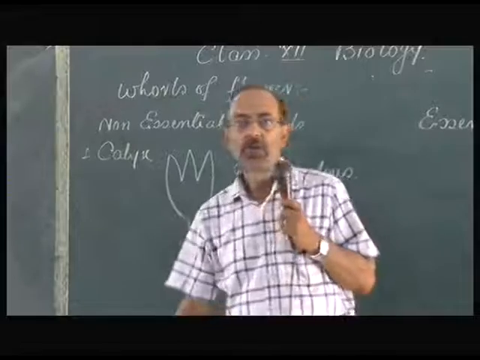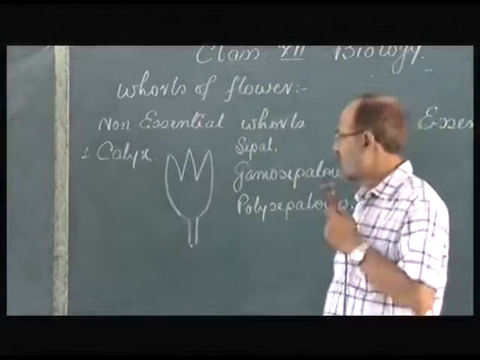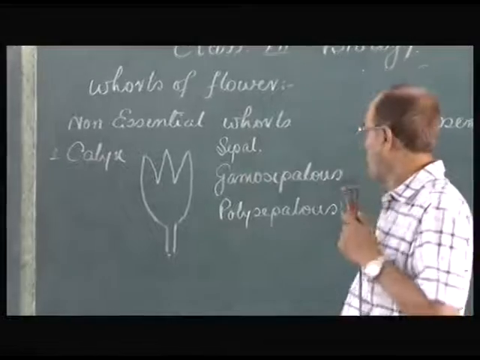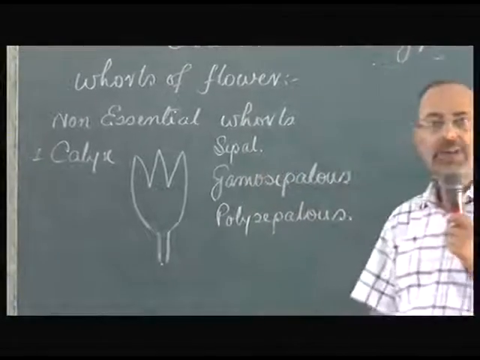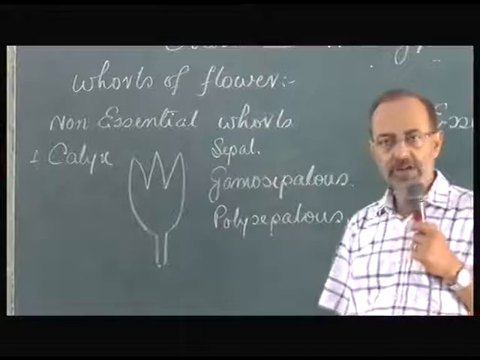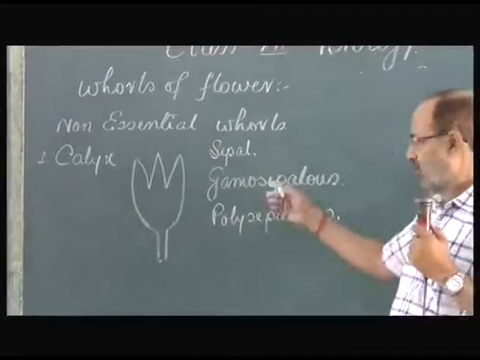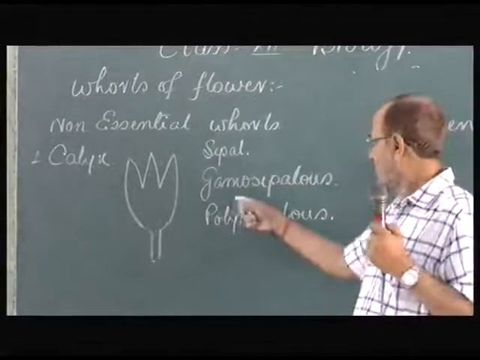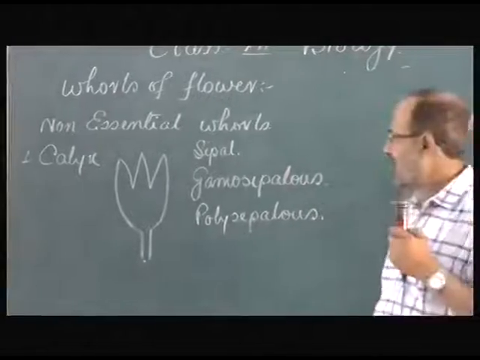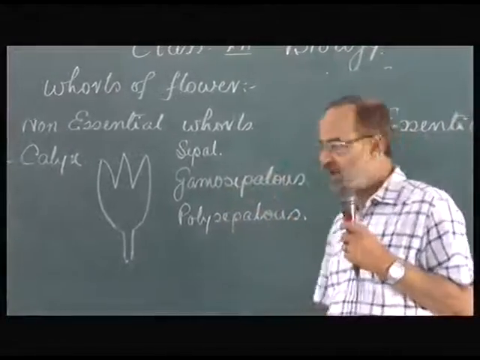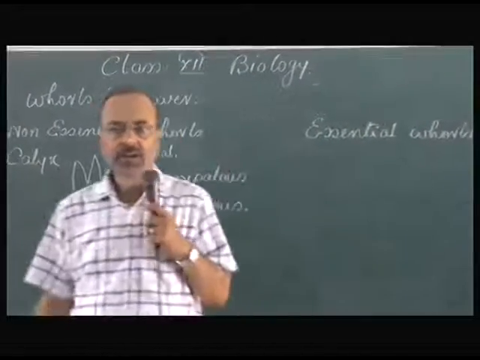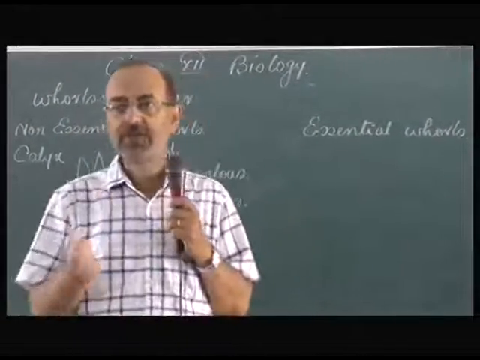Clear? So the lowermost whorl of the flower is known as the calyx. The individual parts of the calyx are known as the sepals. They are normally green in color. In certain varieties of flower, the sepals are united together to form a bell-shaped structure, commonly known as a gamosepalous condition. Whereas in some other varieties of flowers, the sepals are free from each other, and the condition is known as polysepalous condition.